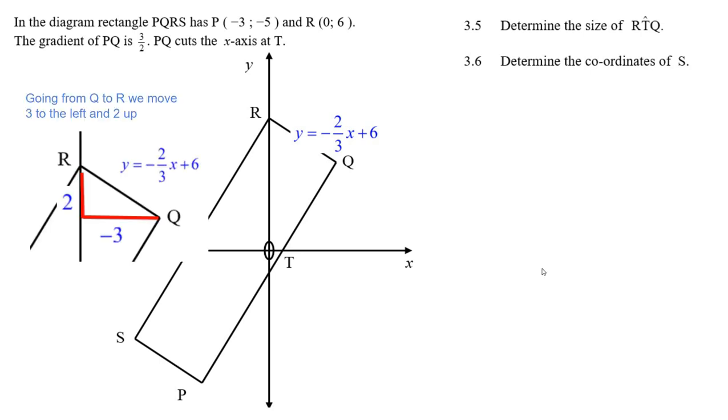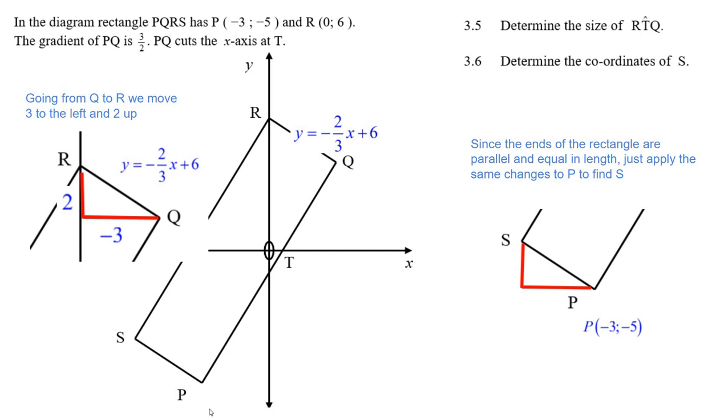So that's kind of how it works. Because we know that this gradient is minus 2 over 3, we moved 3 to the left and 2 up. We just do the same thing down here at P. We go 3 to the left and 2 up. Well, 3 to the left from what P is, well, there's P. If we go 3 to the left and we go 2 up, where are we going to be? Well, minus 3 is minus 6. Minus 5, and we add 2 to it, we'll get to minus 3. So just do the change that happens at the top of the rectangle, do the same change at the bottom of the rectangle, and that's your trick for finding that point S.